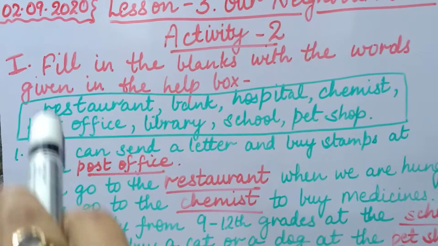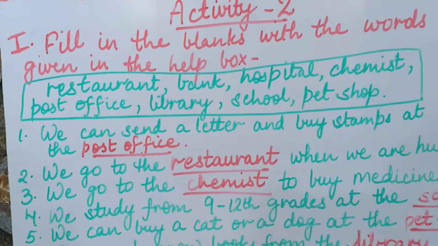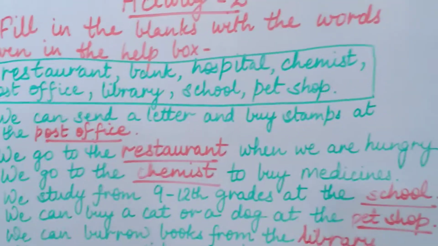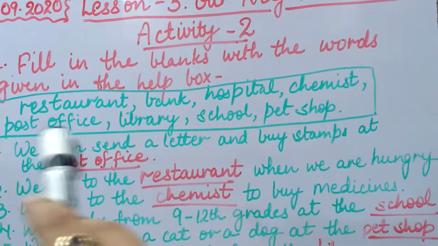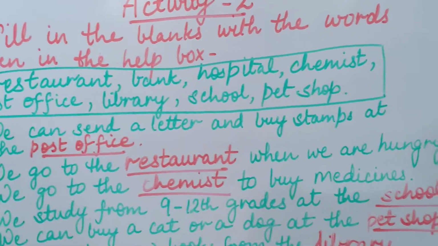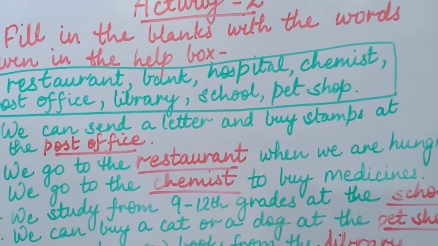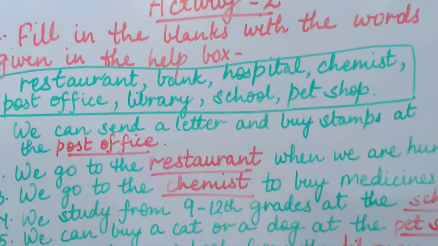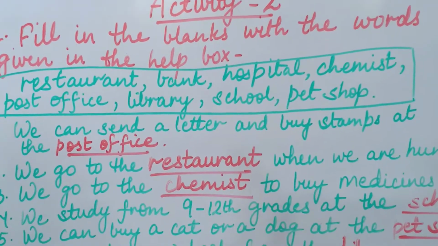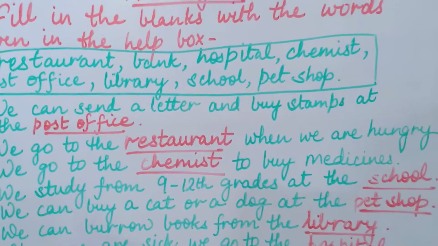Now this is a help box in which you have some words. These are the answers of these fill in the blanks. There are a total of 8 fill in the blanks and there are 8 words. These are all 8 answers. So you have to read the sentence first, and then you will fill the blanks with the correct answer from the help box. आप help box में से correct word देखेंगे, correct answer देखेंगे और sentence को पढ़ के उसमें लगाएंगे, लिखेंगे.